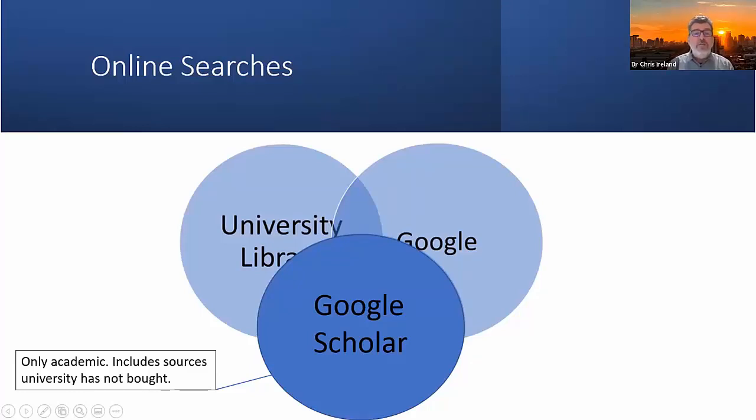So it includes sources that your university has not paid for. And that will be for two reasons. One, there are lots of free resources in Google Scholar. So PhDs in university repositories and other papers that might not have been published in journal articles, or there may be free journals that maybe your university library hasn't incorporated.